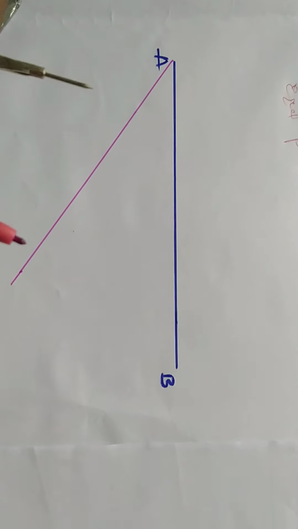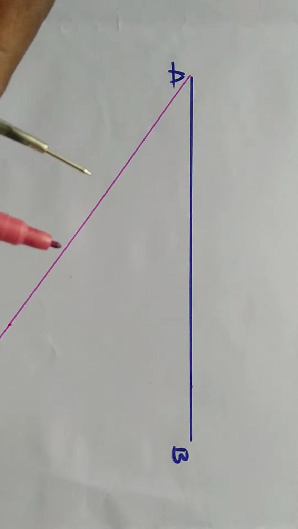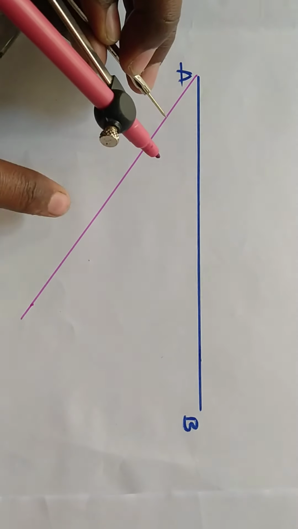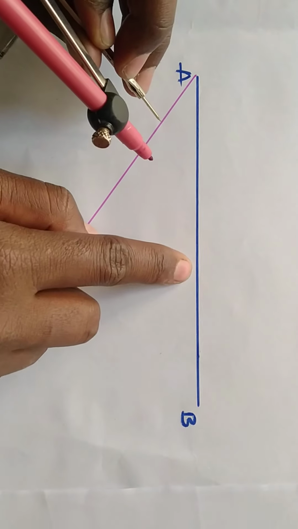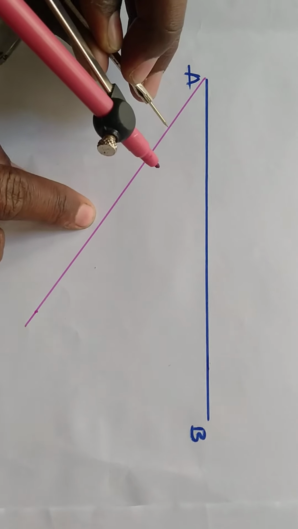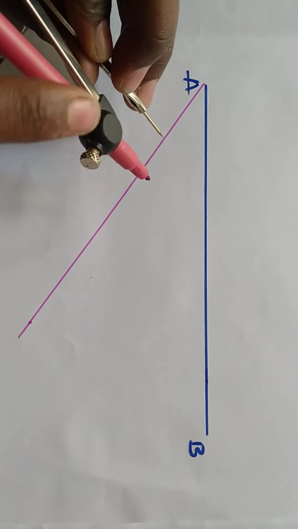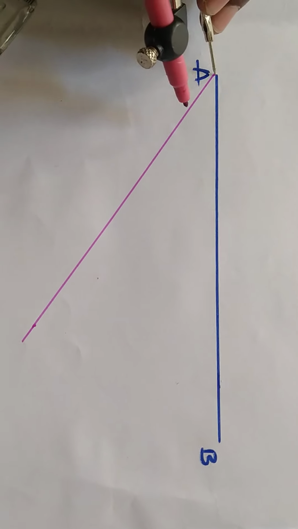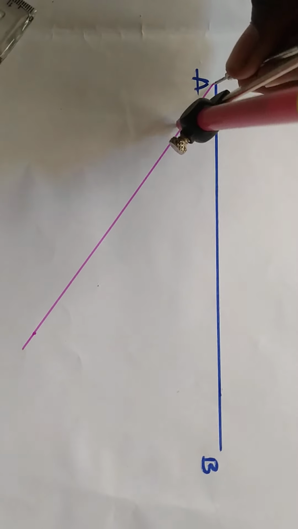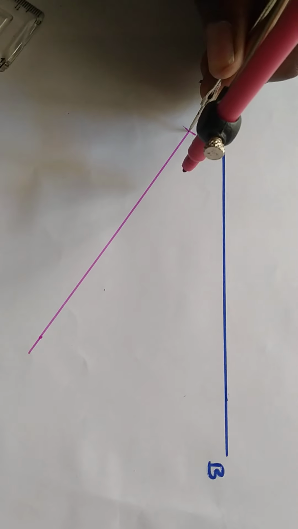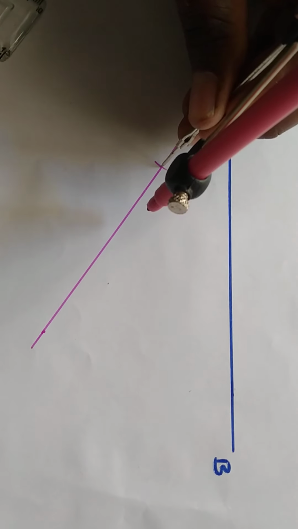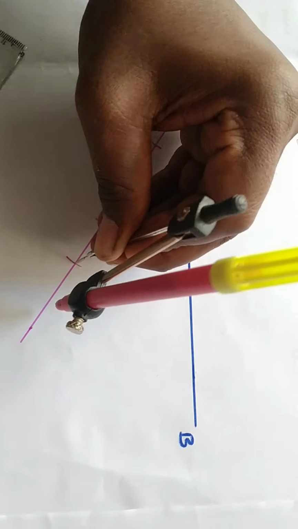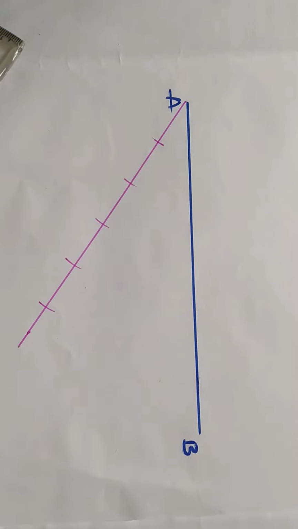Next, with the help of your compass, if you want to divide the line into 5 equal parts, you have to divide this angular line into 5 equal parts using the compass. I am dividing this into 5 equal parts. From A make an arc 1, and from this point 2, 3, 4 and 5, with any measurement.